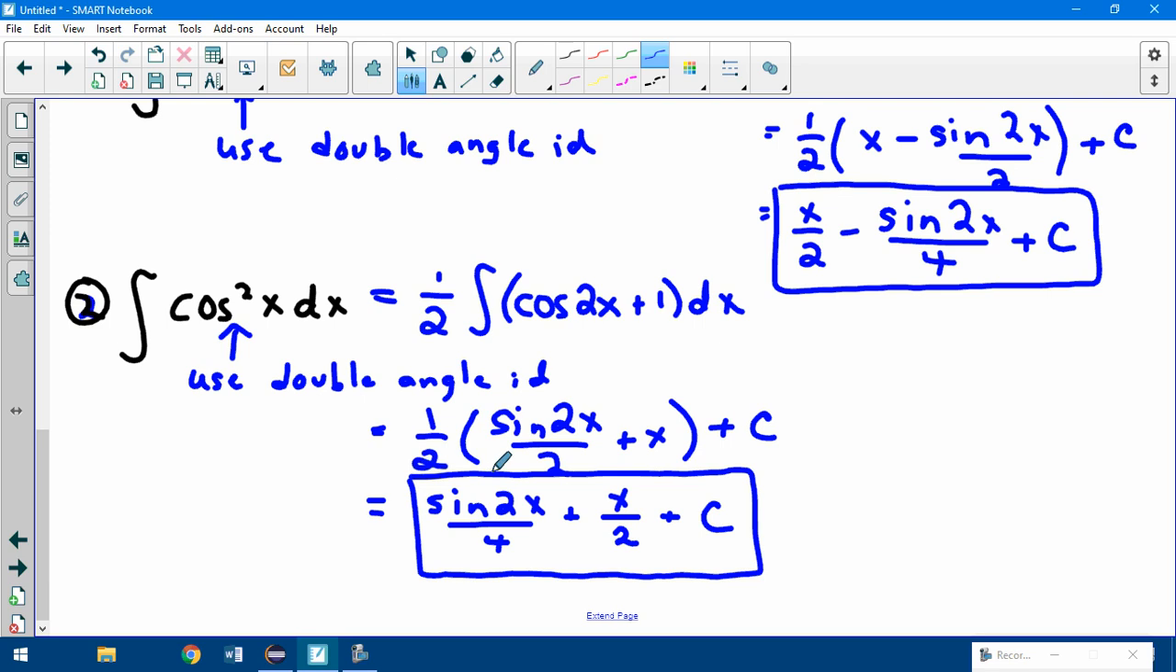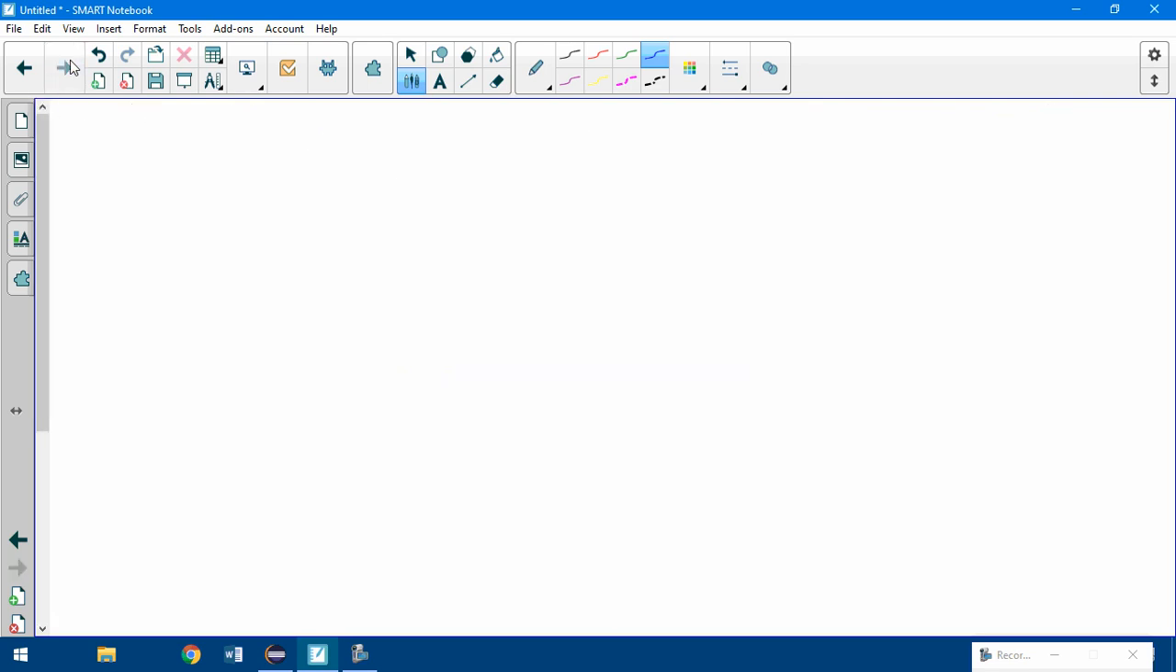All right, now just when you think life is good, I'm going to give you one more example. And it's a bad sign if I flip the page, because that means we need a new page for this last example. All right, so number 3. Let's do the integral of sine to the 4th of x dx.